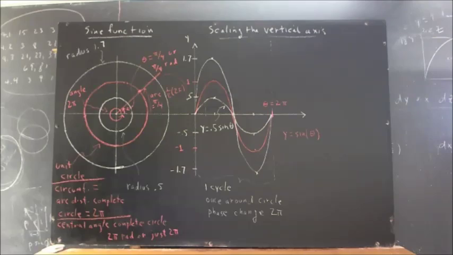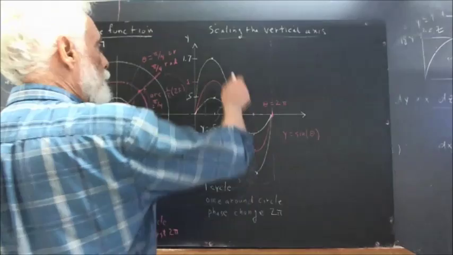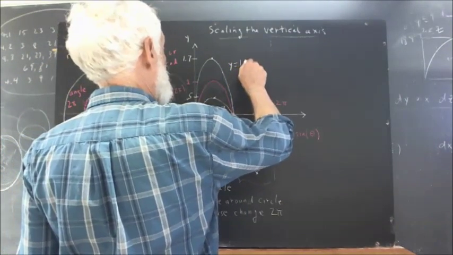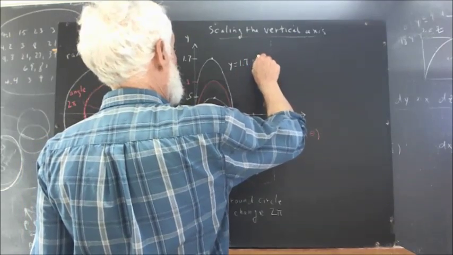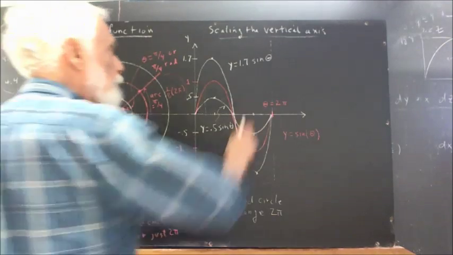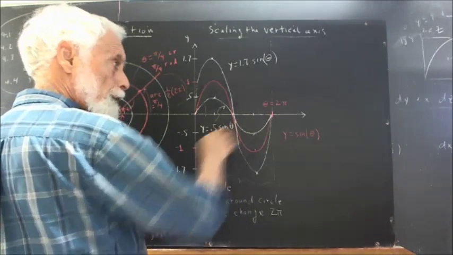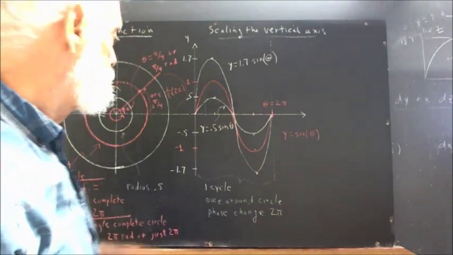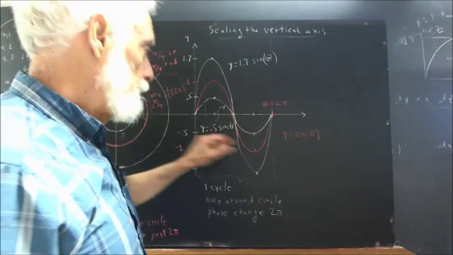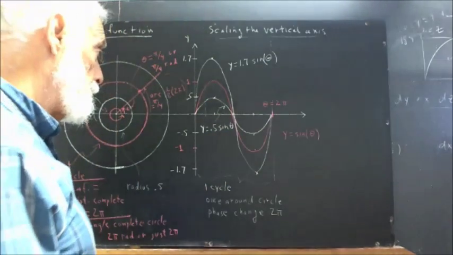Similarly, the y-coordinates on the other graph that's drawn in white would have to be 1.7 times the sine of theta. I'll put parentheses around the theta here. I didn't put parentheses around the theta here because I didn't have room. And the parentheses are really unnecessary in writing this function, but I like to use the parentheses most of the time.